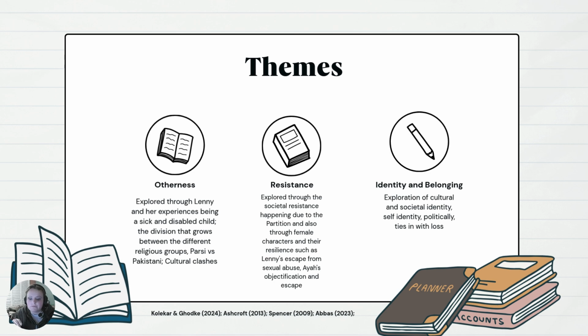In post-colonial theory, resistance is a multifaceted theme representing various forms of challenging colonial power structures, ideologies and representations. This is shown in the book through resistance to the partition that Lenny catches wind of, along with female characters like Ayah, and the constant objectification and sexualization that she receives in daily life from everyone, and then her journey when she's been abducted and the violence she faces as a result.